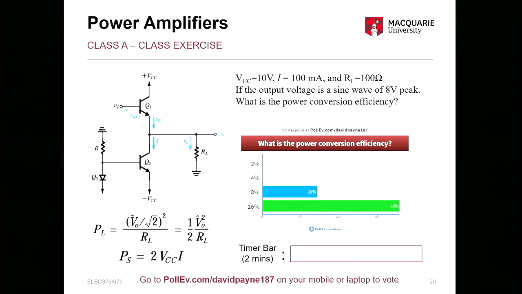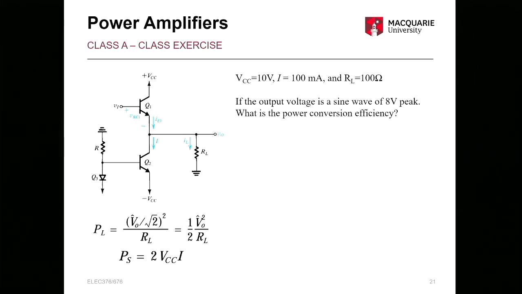Okay, so a couple of different answers there. I'll go through that, but most people did get it right. It would be 16%. So let's just quickly go through it, just following the equations that are on screen. So we have our PL. That's going to equal 8-volt peak squared divided by 2 times the 100 load resistor, so 200, which equals 0.32.